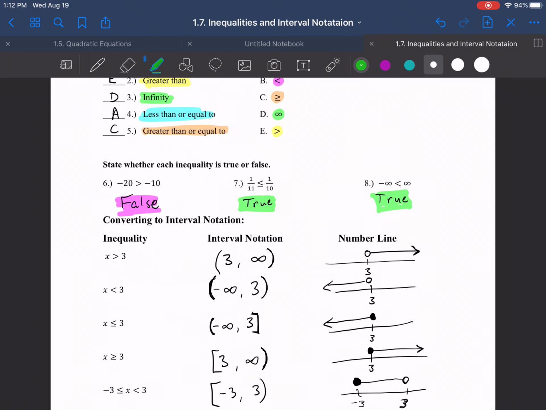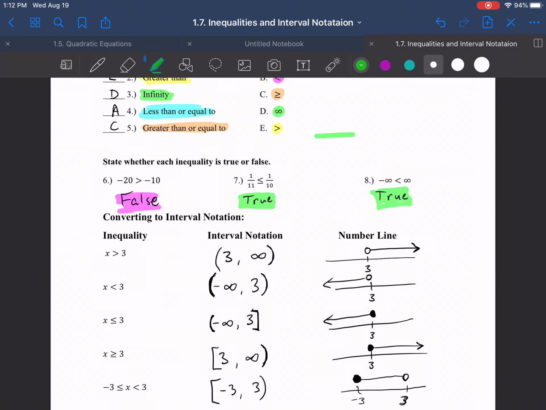Where are they on the number line? Oh, and one more on this: 1/11 and 1/10. If we're looking on the number line, 1/10 would be out here, and 1/11 would be to the left of it because it's less than it. Okay, so to the left, less than.